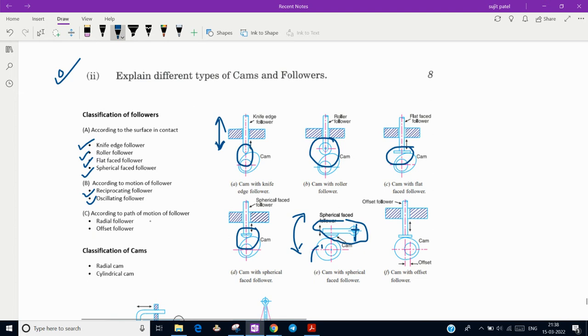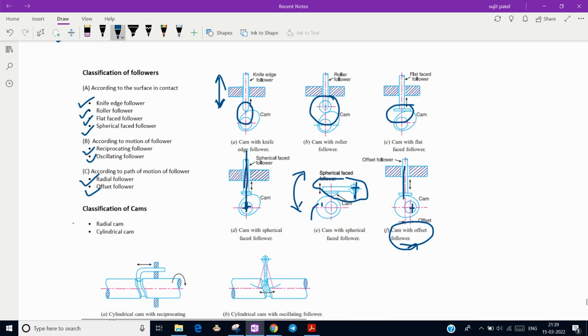Next is the classification based on the path of motion of the follower, that is radial follower and offset follower. What is a radial follower? See here, the line of action of the follower and the axis of rotation of the cam pass through the same line. That is called a radial follower. And what is an offset follower? Here you can see that the center line of the cam and the line of the follower are at some offset. That is called a cam with offset. So this is the classification of followers.